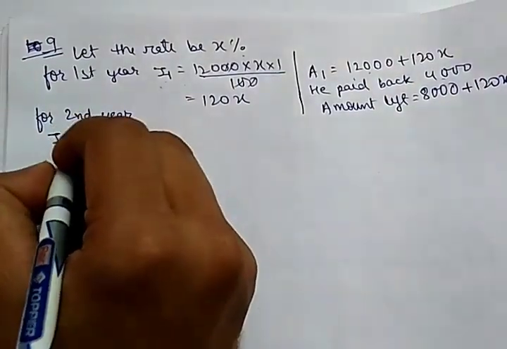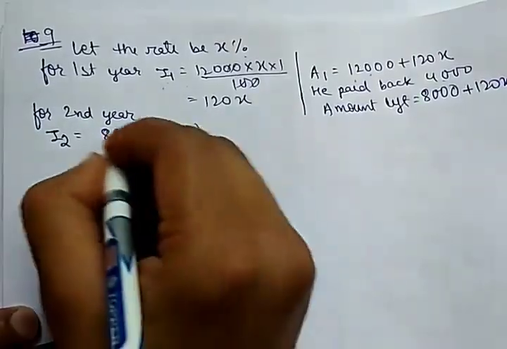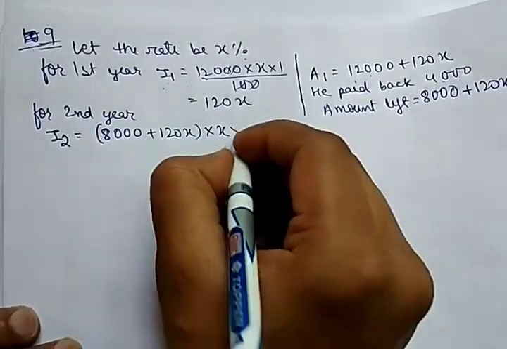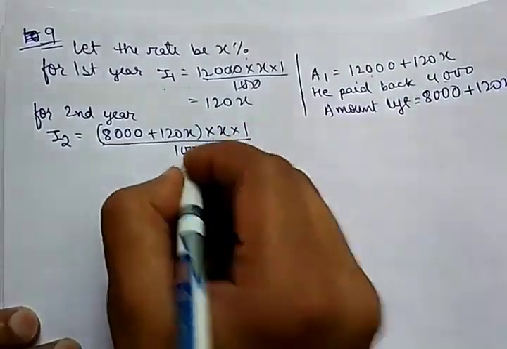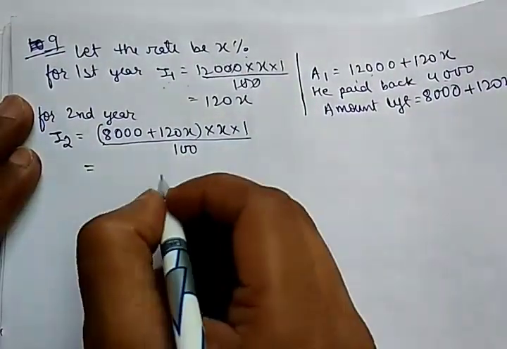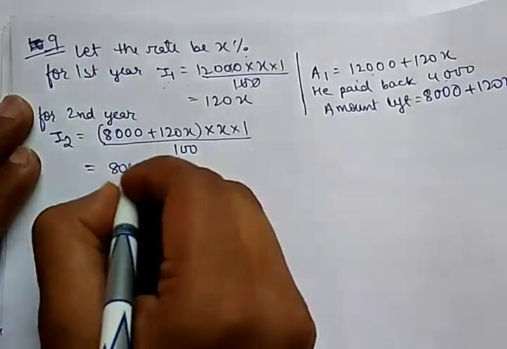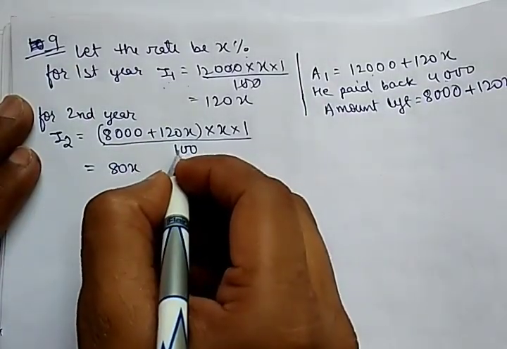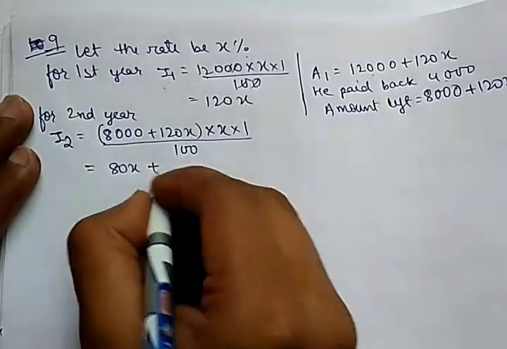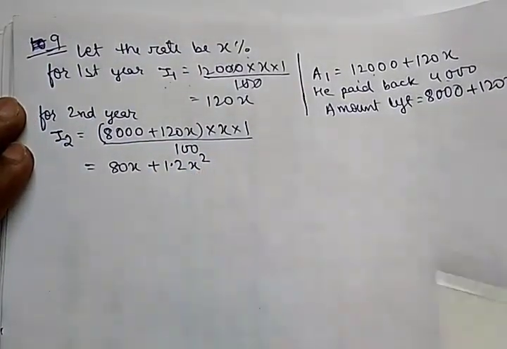So the interest for the second year is equal to 8000 plus 120x, this is the principal, this is the rate, this is the time, and by 100. By dividing and solving, we get 80x plus 1.2x square.